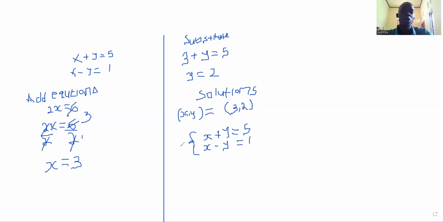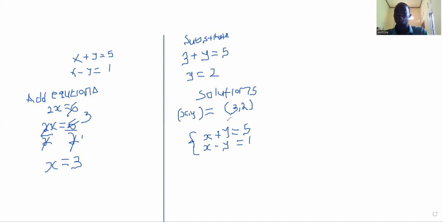So it gives us 2x equal to 6. To get the value of x, we divide both sides by 2, we cancel 2 by 2, and we divide 6 by 2, of which we get 3. Then we substitute that 3 into the second equation, x plus y, which is equal to 5. So it will be 3 plus y equal to 5. So here we get y equal to 2.